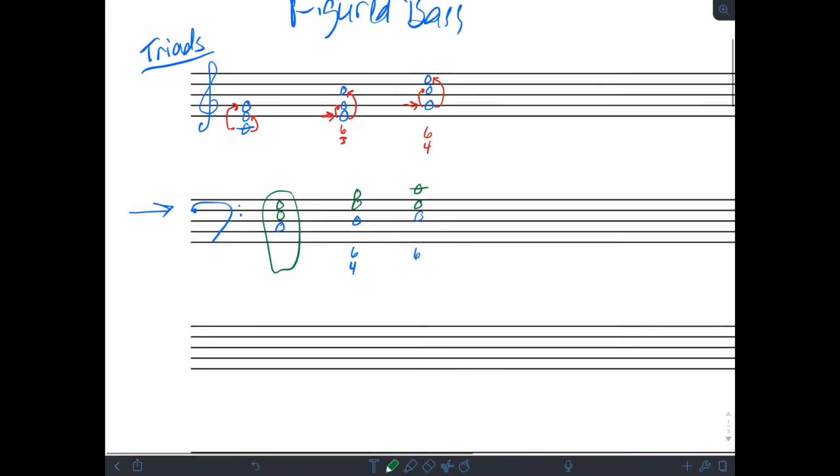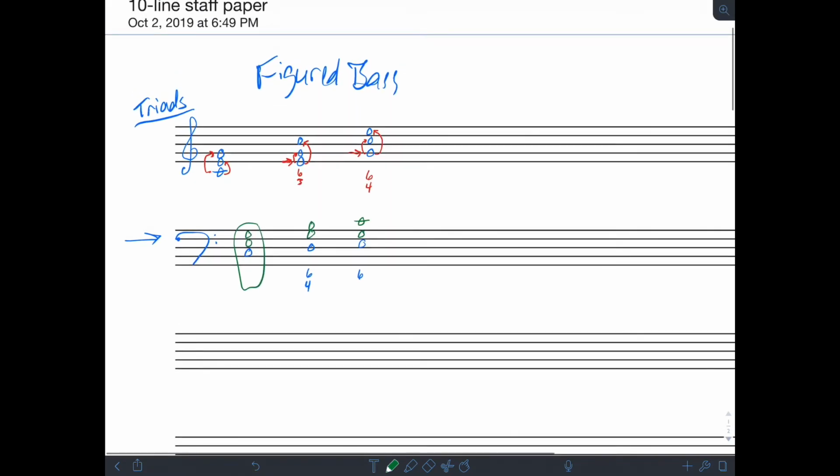So that's a quick review of figured bass symbols as used in triads. Remember, for the shorthand, a root position triad will have no symbol. It'll just be blank. A first inversion triad is represented by the figure 6, and a second inversion triad is represented by 6/4. Okay, so that's triads. And then seventh chords.